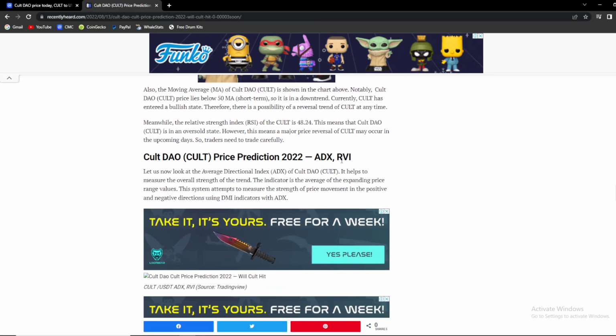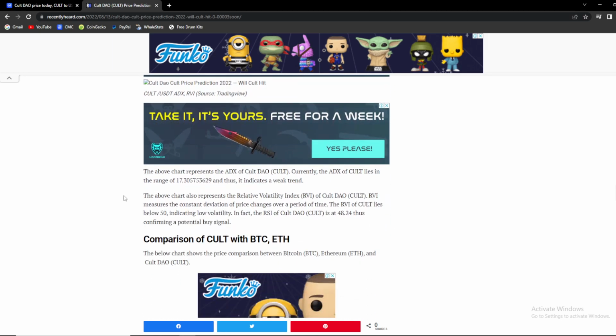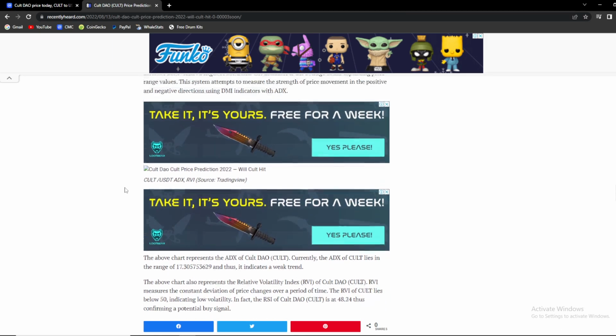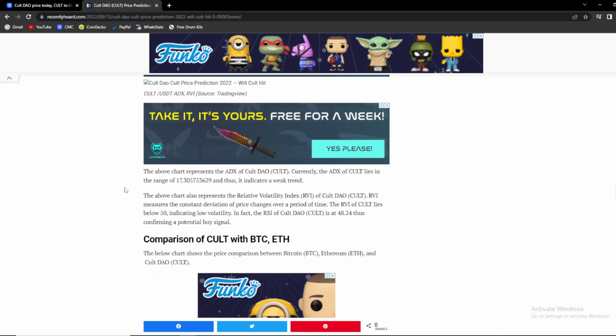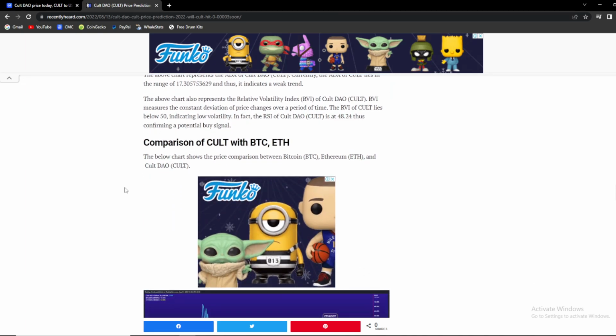according to ADX and RVI, basically, as you can see, let us now look at the average directional index of Cult DAO. It helps to measure the overall strength of the trend. The indicator is the average of the expanding price range values. This system attempts to measure the strength of price movement in the positive and negative directions using DMI indicators with ADX. So guys, basically the above chart represents the ADX of Cult, and currently the ADX lies in the range of 17.30, and thus it indicates a weak trend, which is not the greatest thing to see.